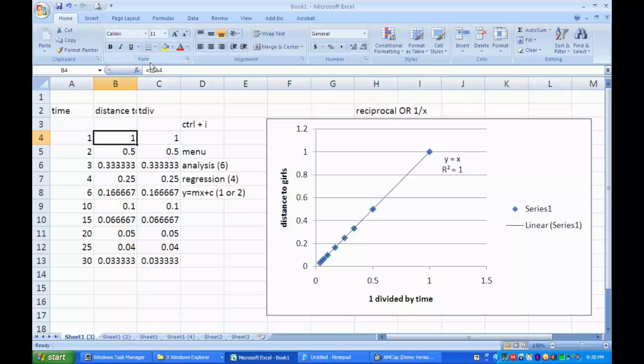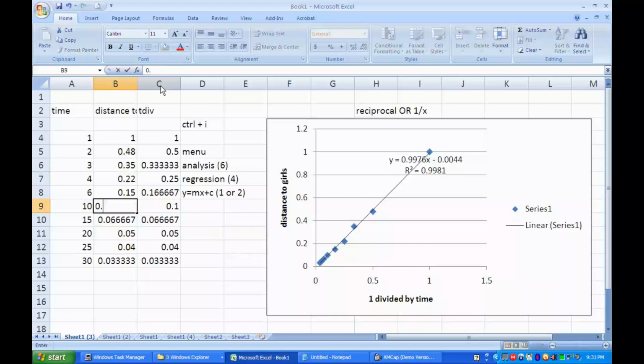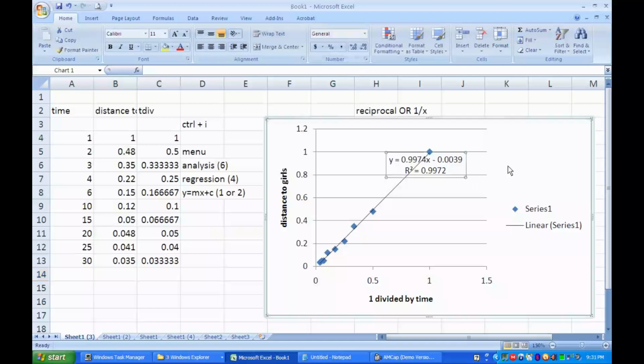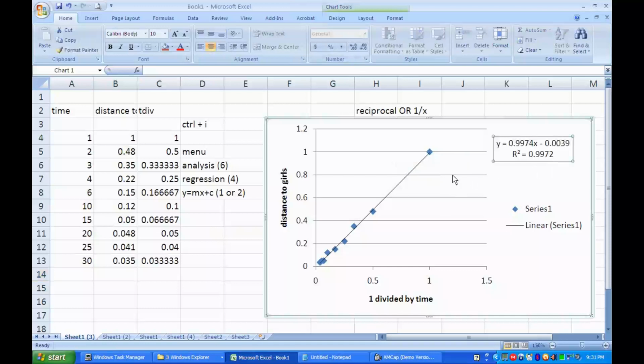Let's suppose we have 1, 0.48, 0.35, 0.22, 0.15, 0.12, 0.05, 0.048, 0.041, and 0.035. Okay. So, our equation's a little more realistic now that I modified the data set. So it's a bit of variation. It's not a perfect representation, but pretty good.